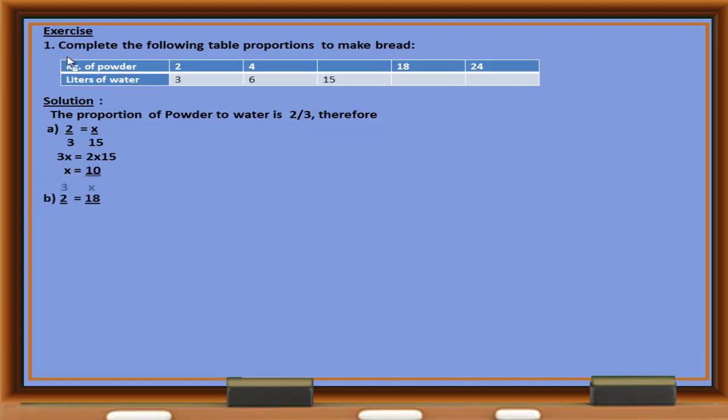B. 2/3, which is the proportion, is equal to 18 over x. We cross multiply. 2 times x is equal to 3 times 18. Divide both sides by 2, then it will give us x is equal to 27.